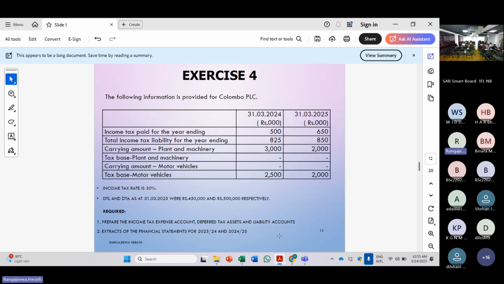The rest is the same as what we discussed. You can have the deferred tax and income tax expense account: 500 paid, 825 total, so 325 payable. Shall we start the four accounts? Income tax expense, income tax payable, deferred tax liability, deferred tax asset. For 2023-24 and 2024-25.